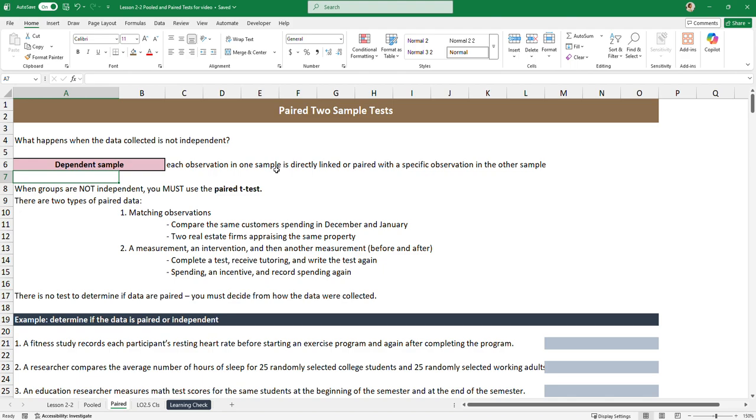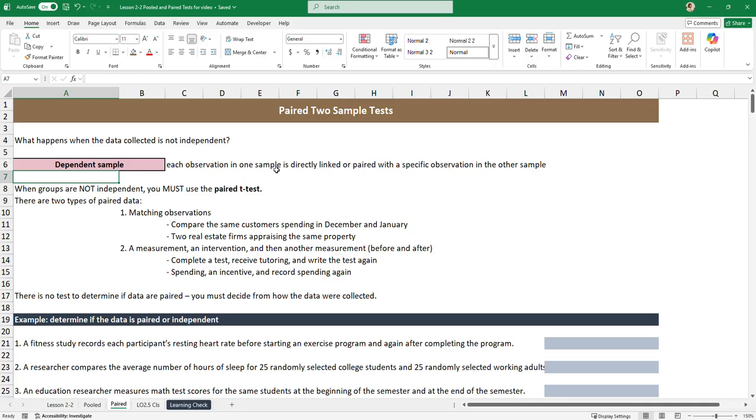So our previous tests, Welch's and the pooled test, were used for independent samples. This test will be used for dependent samples. There are two ways that your data can be paired. The first is with matching observations. So for example, if you wanted to compare the same customer spending in December and January, that would be dependent because it's the same person being used twice.